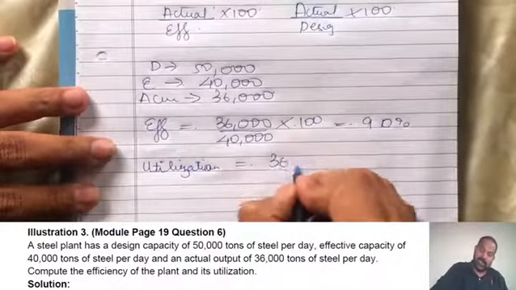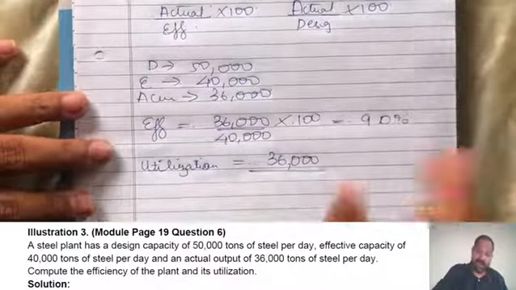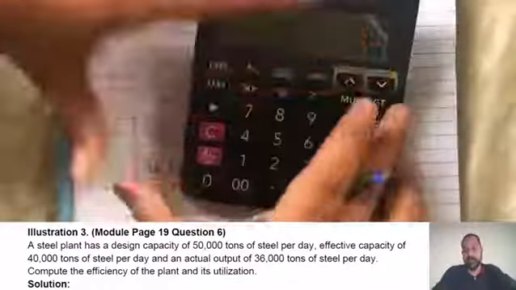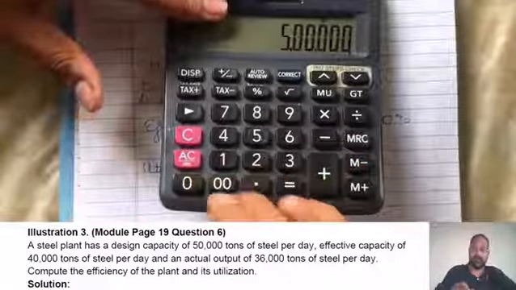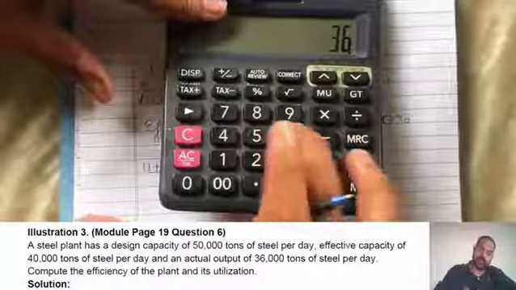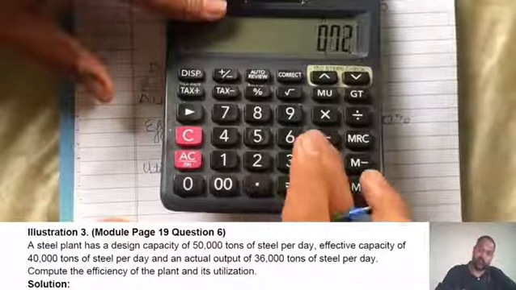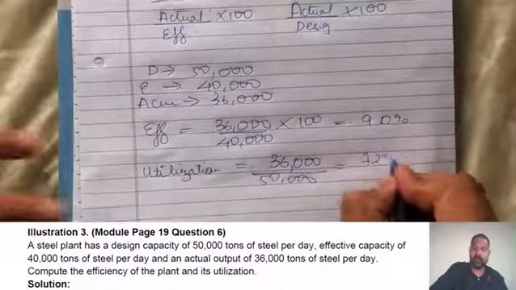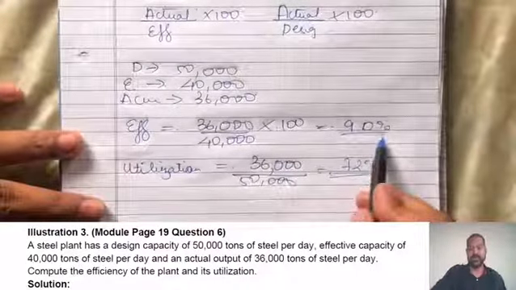And if you are asking me how well utilized I am, then I will say I am utilizing it only to 36,000 units against the design, which is 50,000 units. And that is 36,000 divided by 50,000 into 100, which is 72%. So my plant is 72% utilized and 90% efficient.